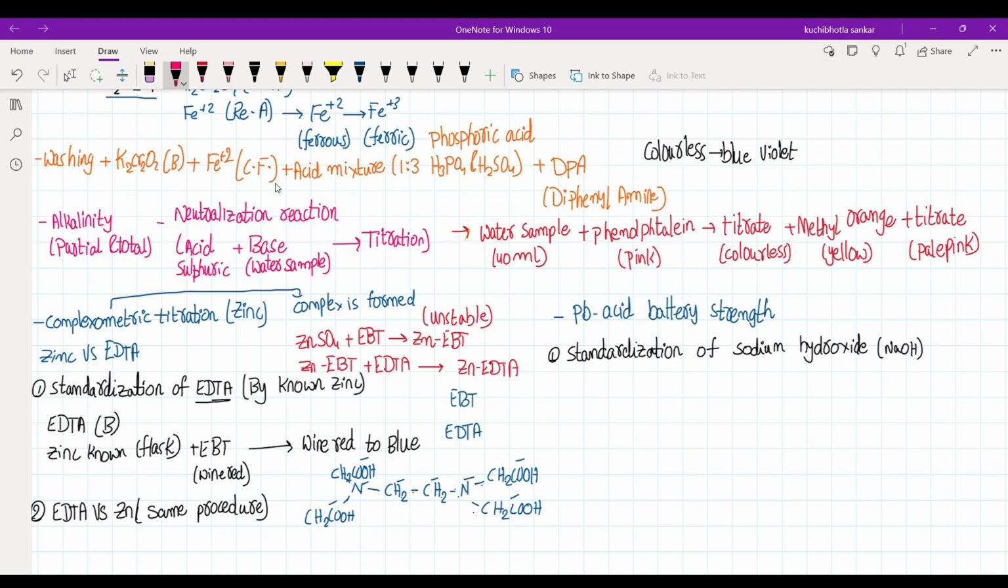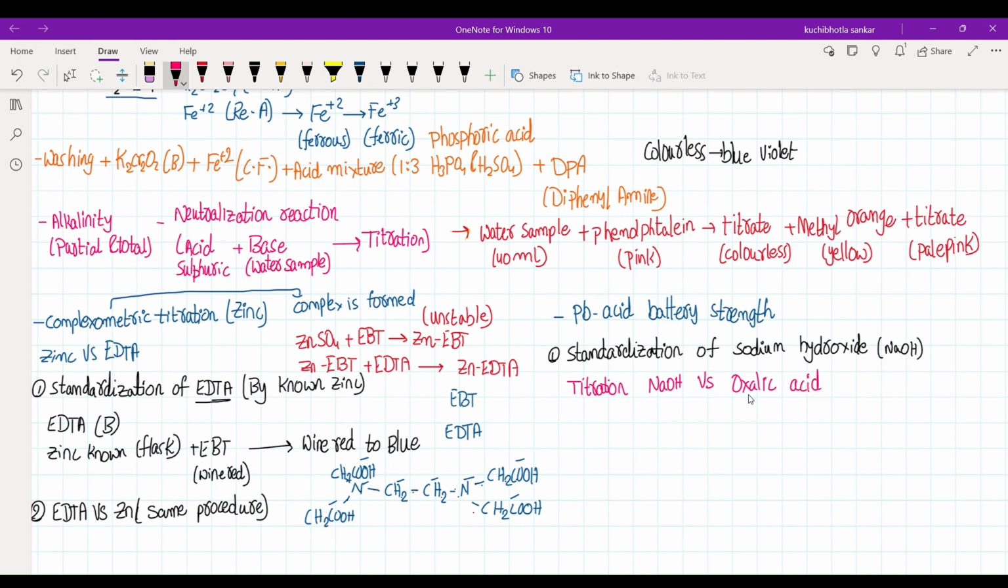Okay, for finding the strength of lead acid battery, first we are going to standardize the sodium hydroxide, NaOH. Why are we standardizing the sodium hydroxide? Because we don't know the normality of sodium hydroxide. So titration is being performed, NaOH versus oxalic acid.